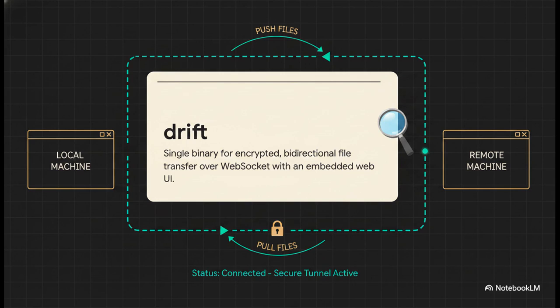Just to quickly set the baseline for us, Drift is a single binary application built for encrypted, bidirectional file transfer. It connects two machines over a WebSocket and actually serves an embedded, two-pane web UI right to your localhost. It's incredibly straightforward. The left pane is your local machine, and the right pane is your connected remote machine. You can just push, pull, and navigate right there, seamlessly.